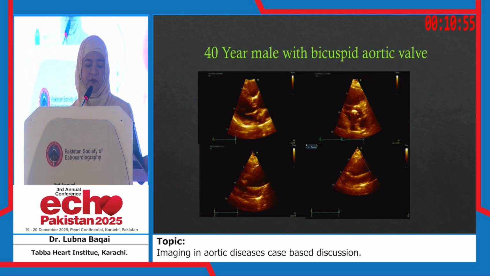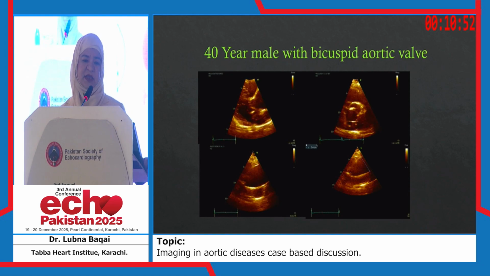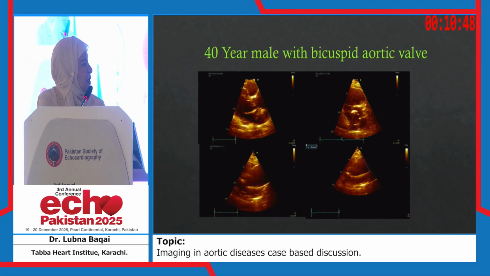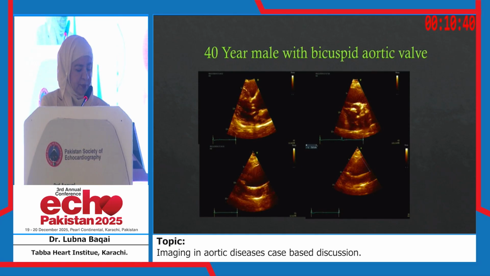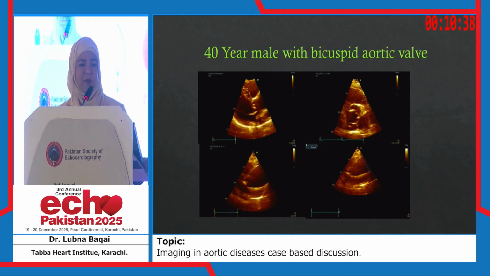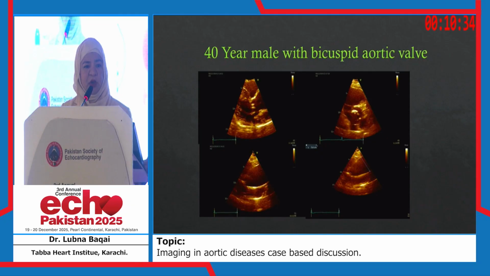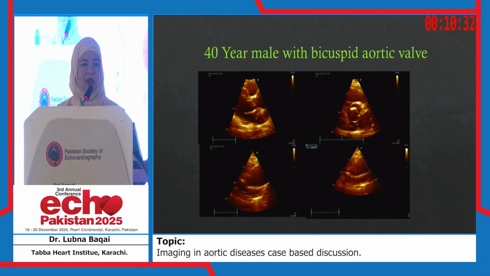Now come to the case of a 40-year-old male with a bicuspid aortic valve. You can clearly see that there is severe stenosis. The valve has very limited mobility, with a hugely aneurysmally dilated ascending aorta of around 56 millimeters. So in this case, you have to replace the aorta as well as the aortic valve. So it is very important to comment on the aorta if you have any aortic valve pathology, because it can be secondarily dilated in association with that primary pathology.